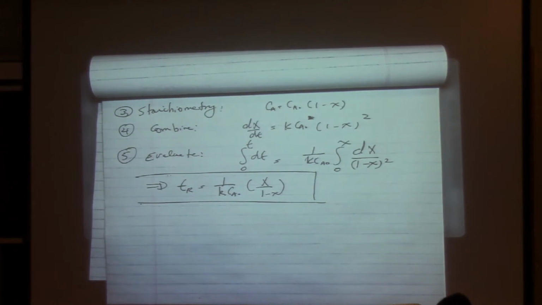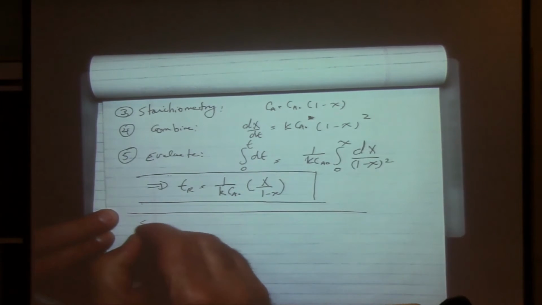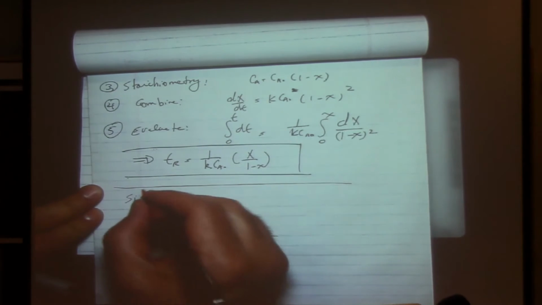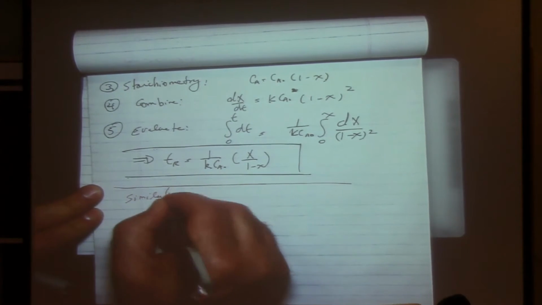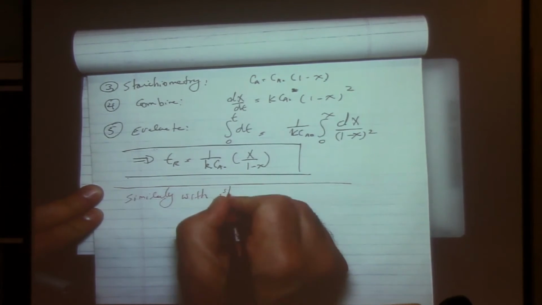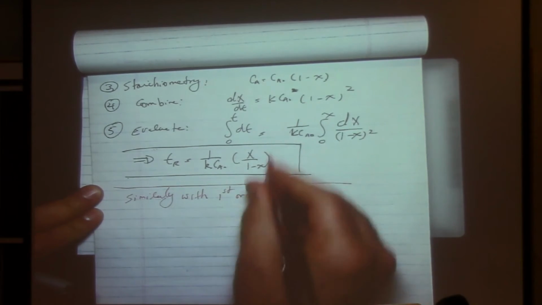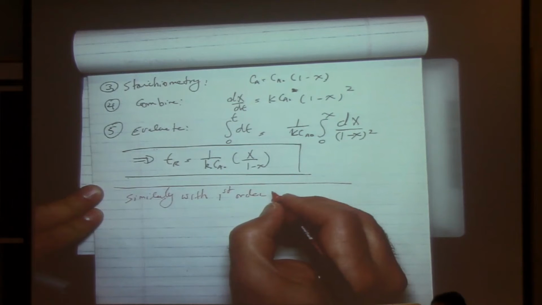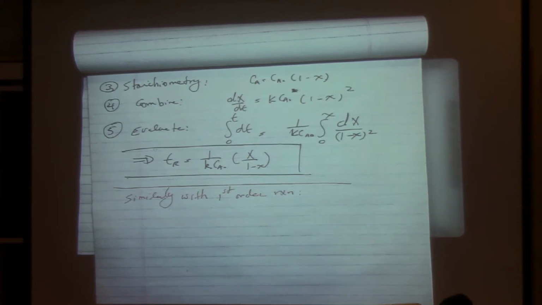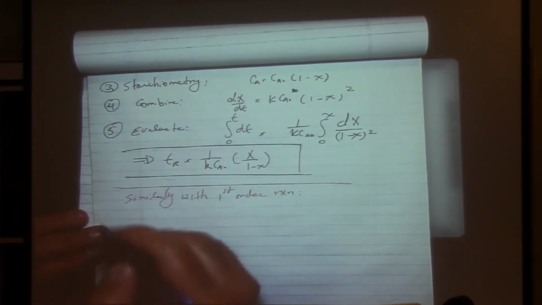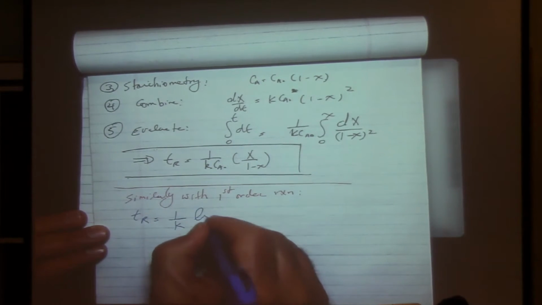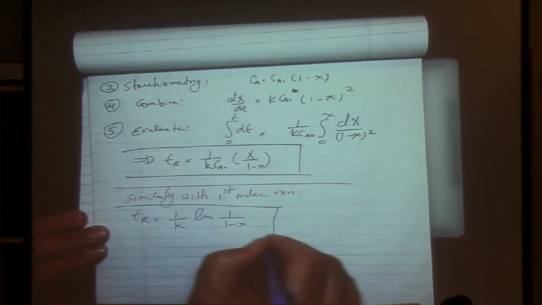If you do similar things for a first order reaction, maybe do it as an exercise. This was the second order. It would be an easier integration with a first order reaction. So you will get t to be 1 over k times ln of 1 over (1 minus X).